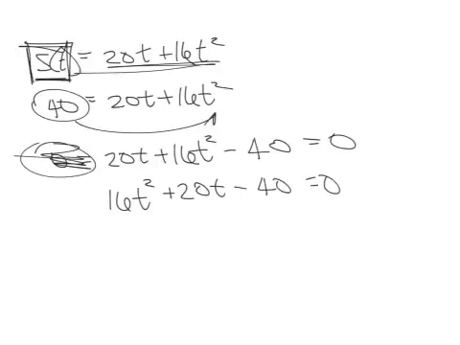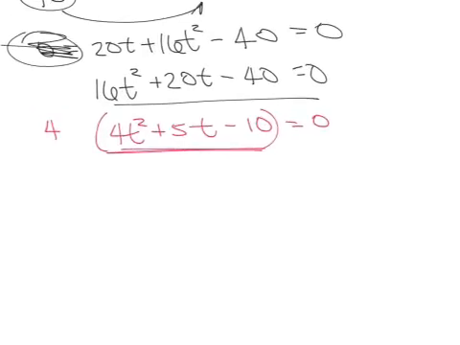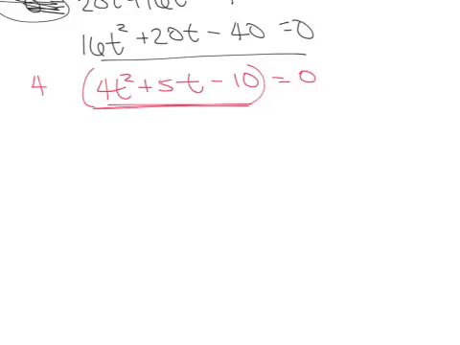Okay. Now if you like, you can use the quadratic formula with that. But I prefer to factor out a 4, because I can take a 4 out of here and I'm left with 4t squared plus 5t minus 10 equals 0. I prefer doing the quadratic formula with that rather than that bigger number there. So let's go ahead and do that. I've got 3 minutes left.